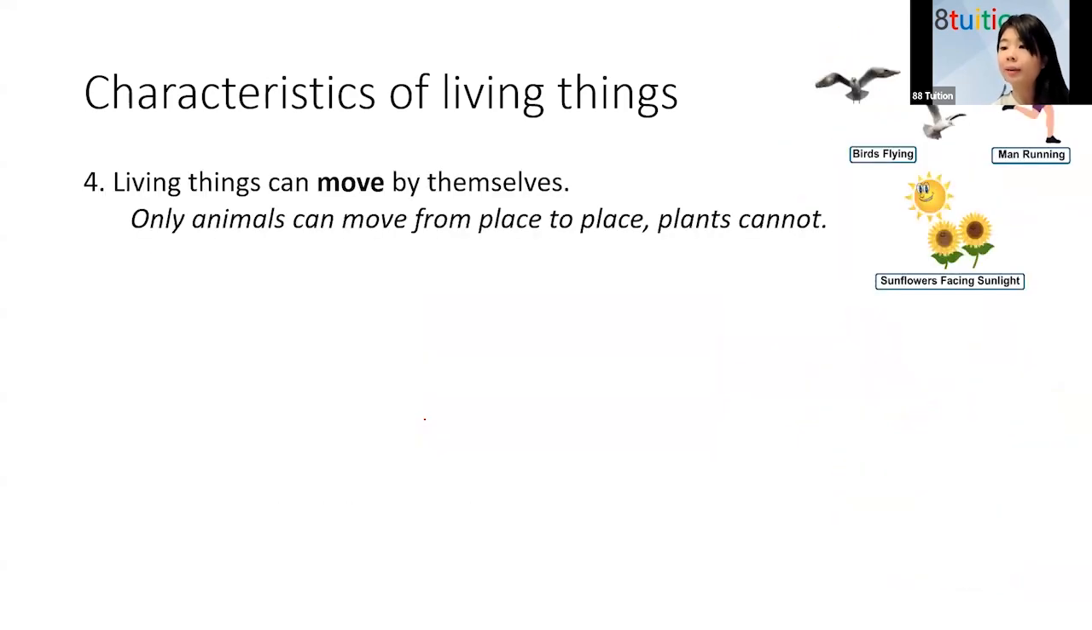Let's look at the 4th one. Living things can move by themselves. Look at the bird, it is flying, right? Look at the person, he's jogging. So that's living things moving. Now the plant, it grows, it will face the sunlight. So if I put my plant in a black box, okay, imagine this is a black box.